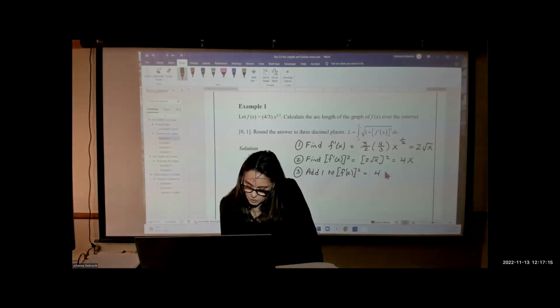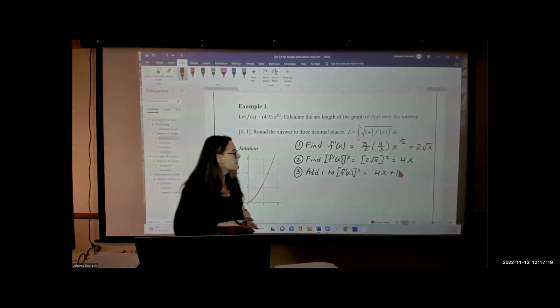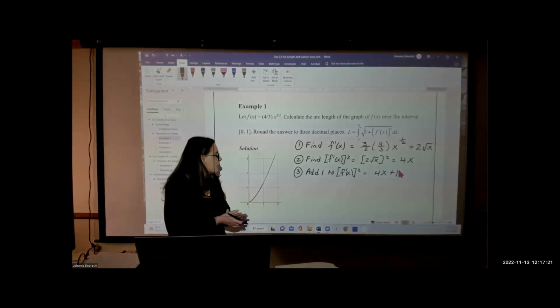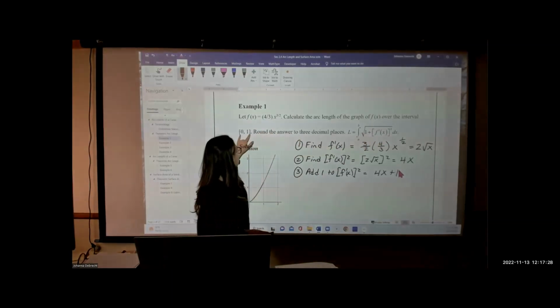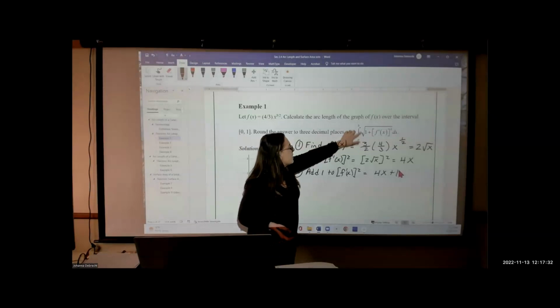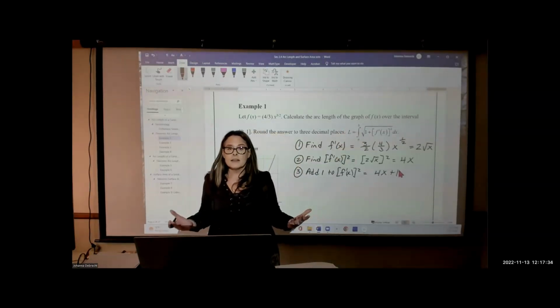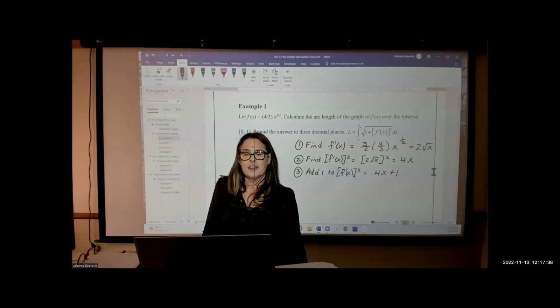So now I have 4x plus 1, or 1 plus 4x, whichever way you want to write it. It is commutative. They're both positive. So now I know what I need to put underneath the radical. I know that I'm interested in the region between x equals 0 to x equals 1. So I have the values of a and b. So I'm all set. So go ahead and pause the video here, work out the integral, then turn the video back on, and let's compare our answers.